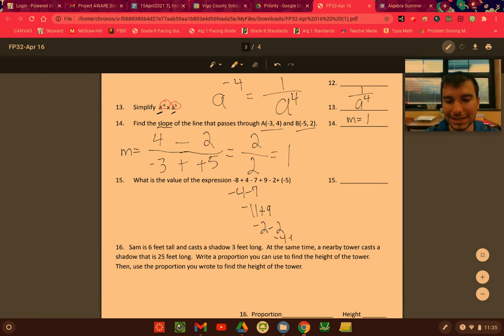And then it's plus a negative 5. So that would just be the same thing as negative 4 minus 5. And so negative 4 minus 5 is negative 9.